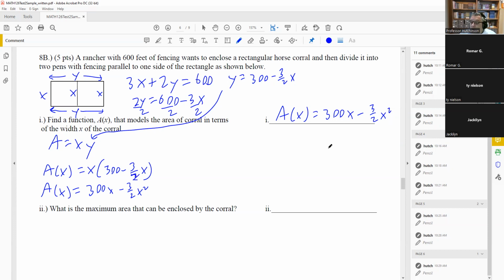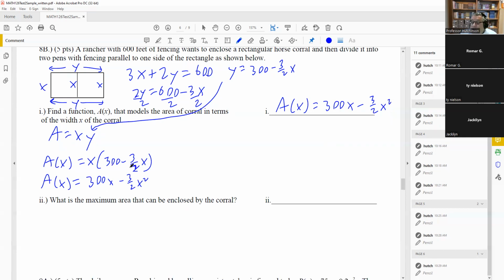So that's part I. And then for part II down here, we want to use the vertex formula, which I wrote down earlier, but the vertex formula is negative b over 2a. Now be careful with this formula. The a is the number in front of the x squared, and the b is the number in front of the single x. So be careful you don't get those confused. The a is always the number in front of the squared variable. So if we put that in, we have negative 300 over 2 times negative 3/2.